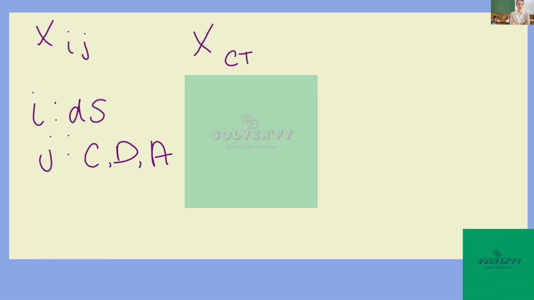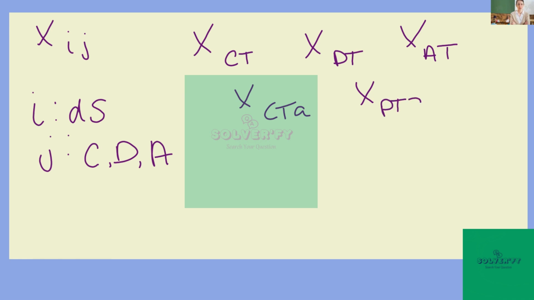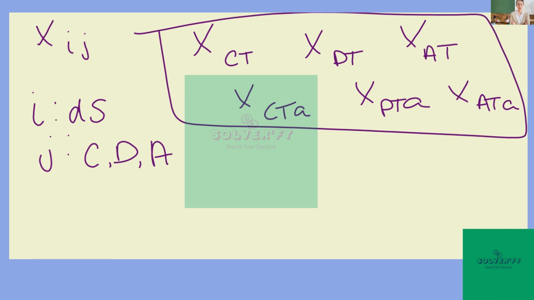We're going to have x sub ct. We're going to have x sub dt. We're going to have x sub at. We're going to have x sub cta. We are going to have x sub dta. And we are going to have x sub ata for our 6 different decisions.